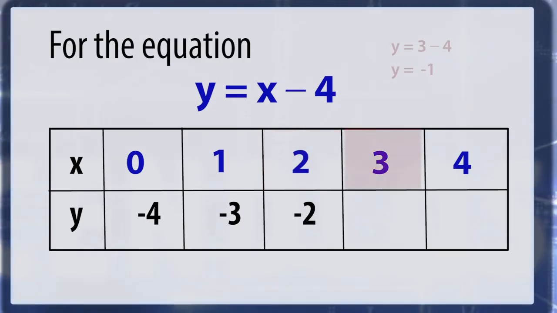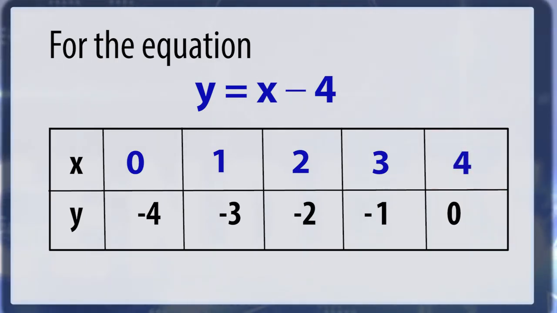And when x is equal to 3, we have y is equal to 3 minus 4, which is equal to -1. And finally, when x is equal to 4, we have y is equal to 4 minus 4, which is equal to 0.